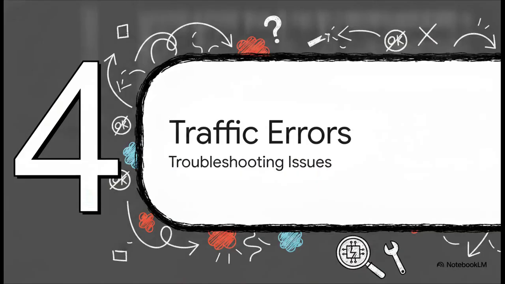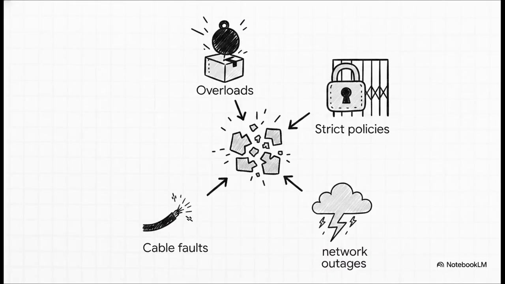Section 4, Troubleshooting Interface Traffic Errors. Because, let's be honest, eventually things will break. Packets will drop, traffic will fail, and when that happens, you need to know exactly where to look. When you're using those show commands to diagnose dropped traffic, you're usually hunting for a few usual suspects. The documentation points out that traffic loss usually comes down to overloaded system conditions, strict policies restricting bandwidth, broader network outages, or sometimes just simple physical cable faults.